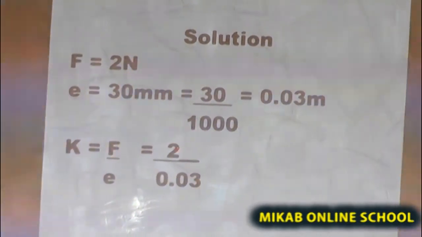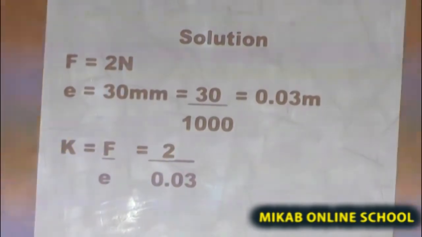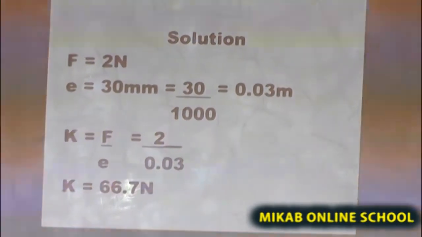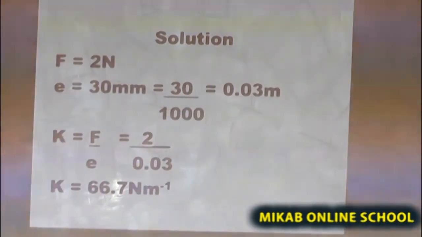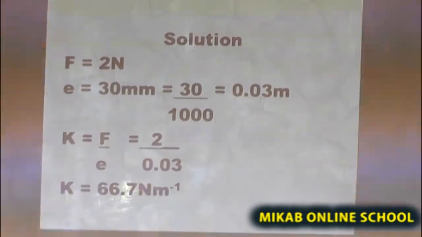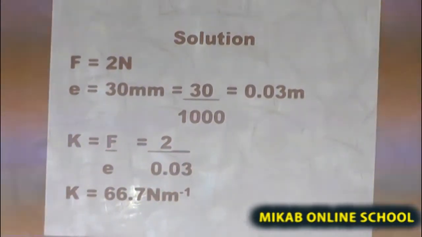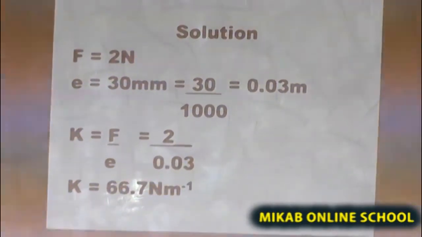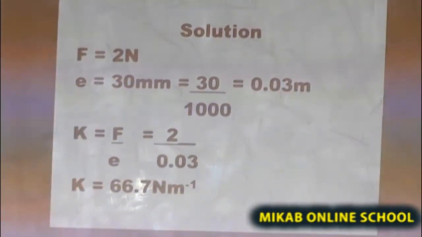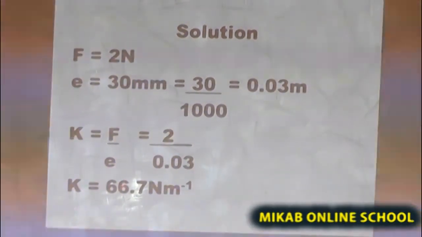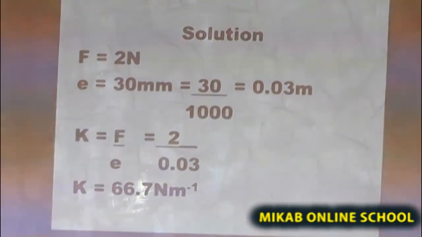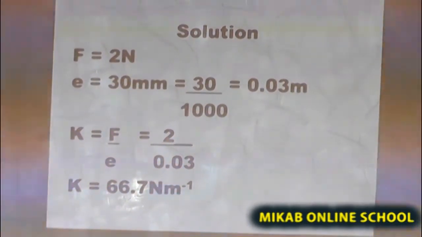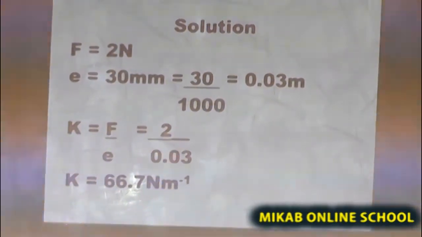Then if you also use the same calculator to divide 2 by 0.03, you are going to have your K to be equal to what? 66.7 Newton per meter. The Newton here is the unit of force, which we have as the numerator. The meter here is the unit of E, which we have as extension. Therefore, the unit of elastic constant here now we have it as 66.7 Newton per meter.